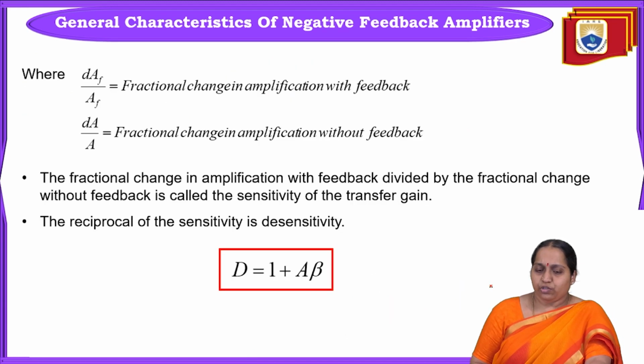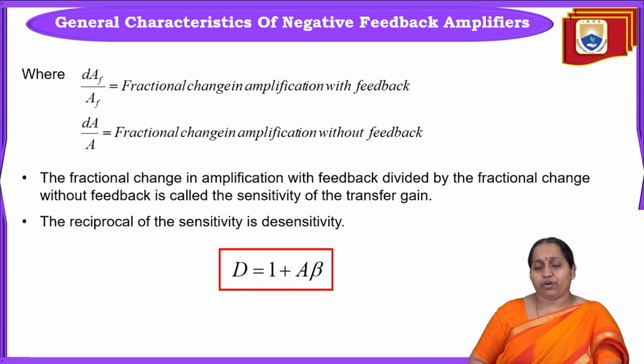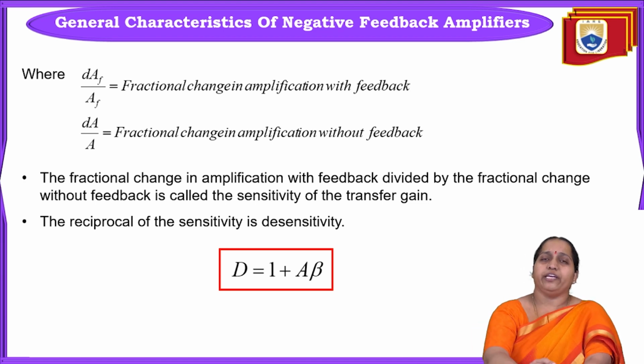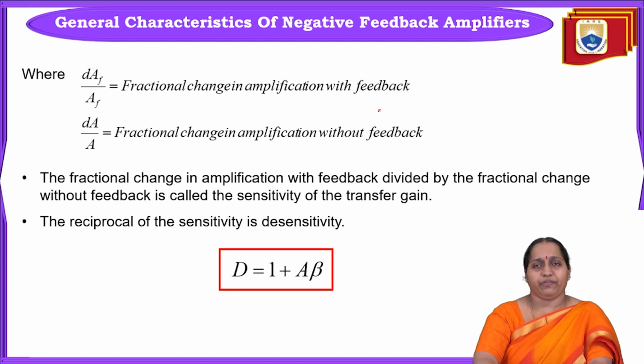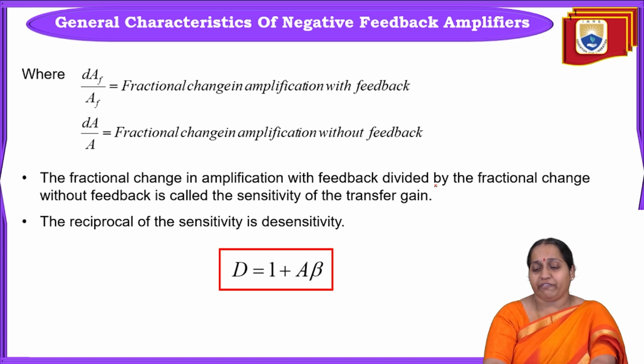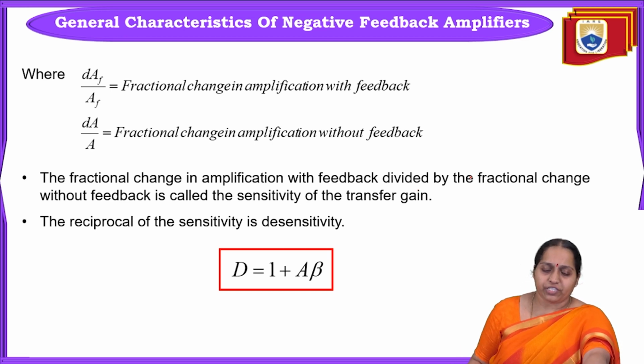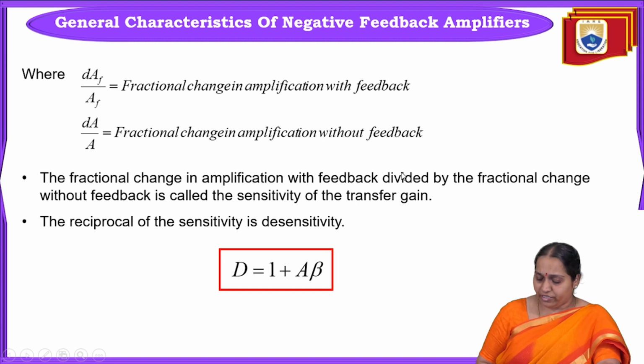Now this dAF by AF is called the fractional change in amplification with feedback. dA by A is the fractional change in amplification without feedback, because AF indicates gain with feedback and A indicates gain without feedback. The fractional change in amplification with feedback, dAF by AF, divided by the fractional change in amplification without feedback, dA by A, is called the sensitivity of the transfer gain.